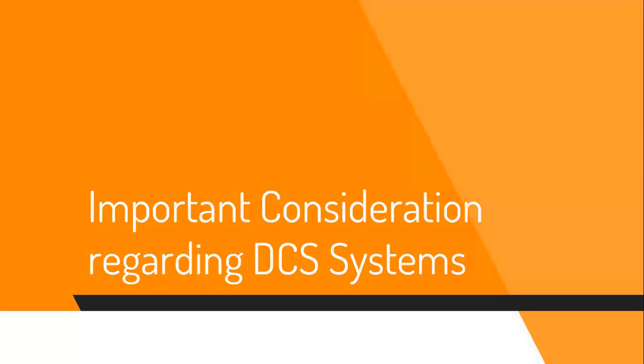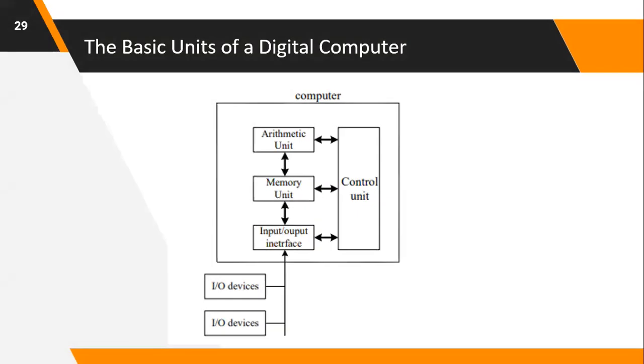Important consideration regarding DCS: the basic units of a digital computer. The digital computer used in a DCS system is regularly a microcomputer with simplified components. It includes an arithmetic unit, which carries out arithmetic and logic commands. The control unit is the part of the computer responsible for reading program statements from memory, interpreting them, and causing the appropriate action to take place.